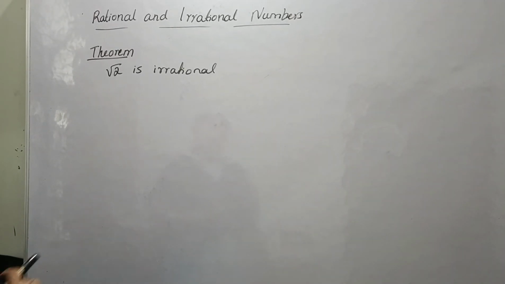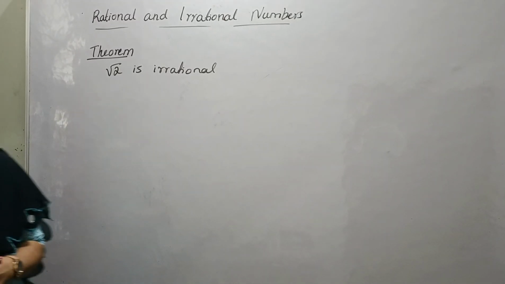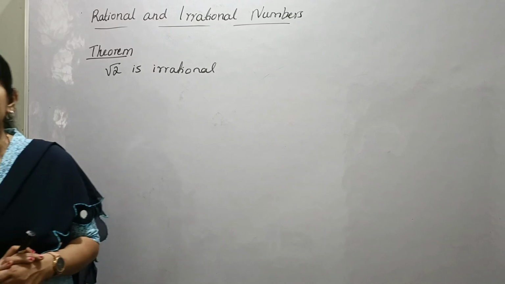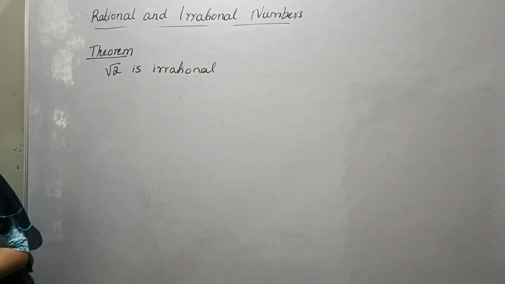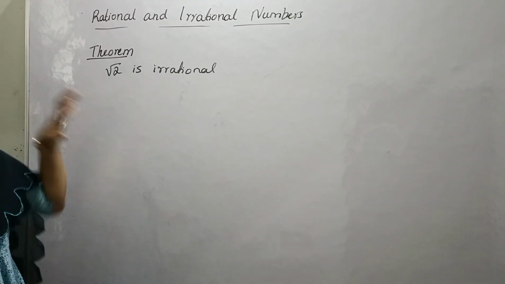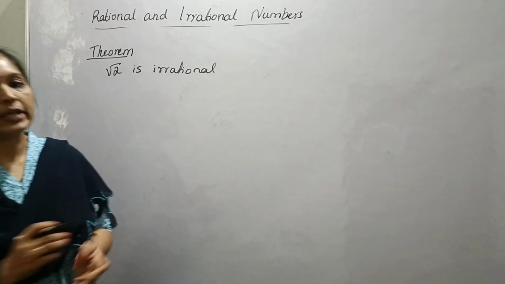Look at the next theorem, a very important theorem: square root of 2 is irrational. We know that square root of 2 is irrational. So here we have to prove that square root of 2 is irrational.